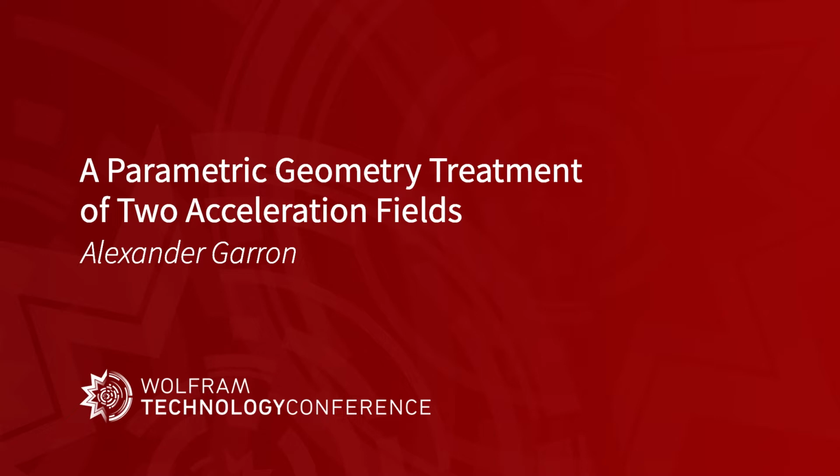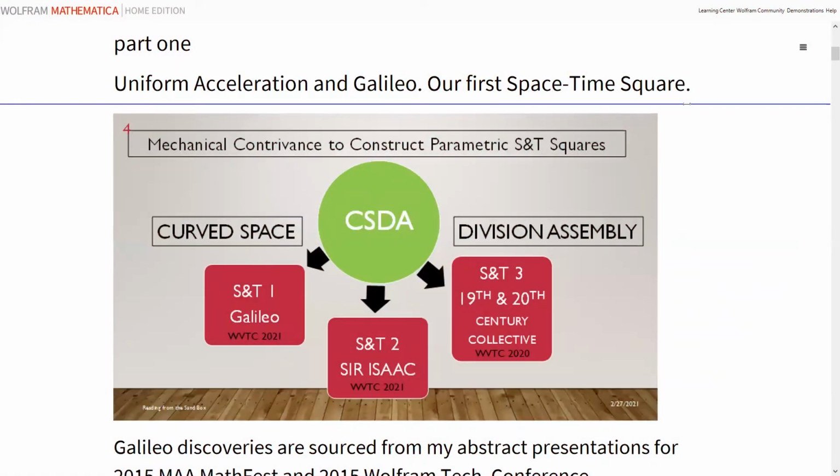I'm CEO of Sandbox Geometry, and I will be speaking about a parametric geometry treatment of two central force acceleration fields: uniform acceleration and Galileo's first space-time square. There are two acceleration fields we live with, the G-field of Earth and the solar G-field. Let the G-field of Earth be SNT1 and SNT2 be the period orbits of our planet group.